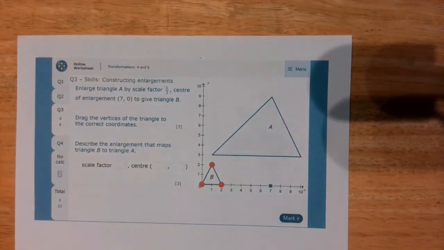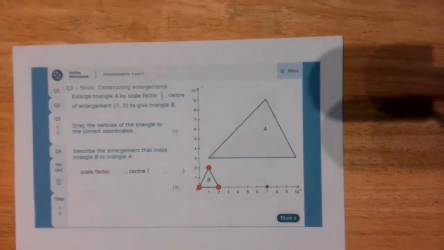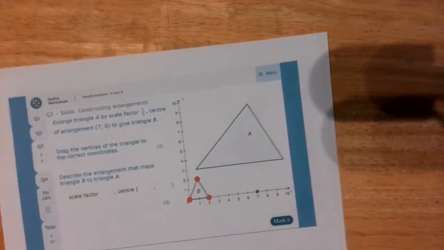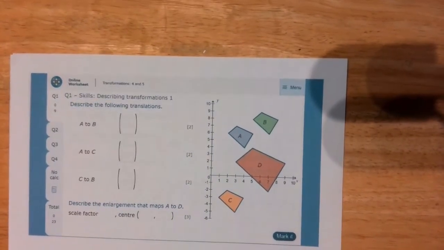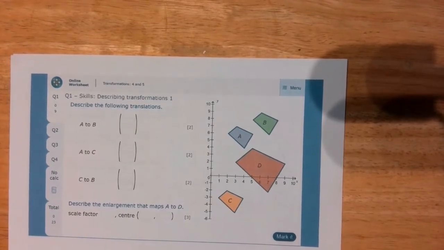So this is the online worksheet for transformations, which is at grades 4 and 5. So this is everyone's necessary information, foundation and higher. Our first question asks us to describe some translations.